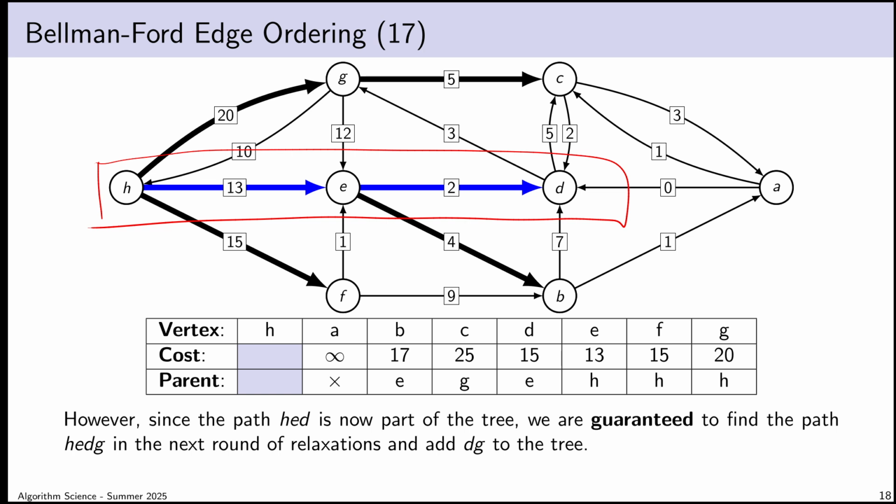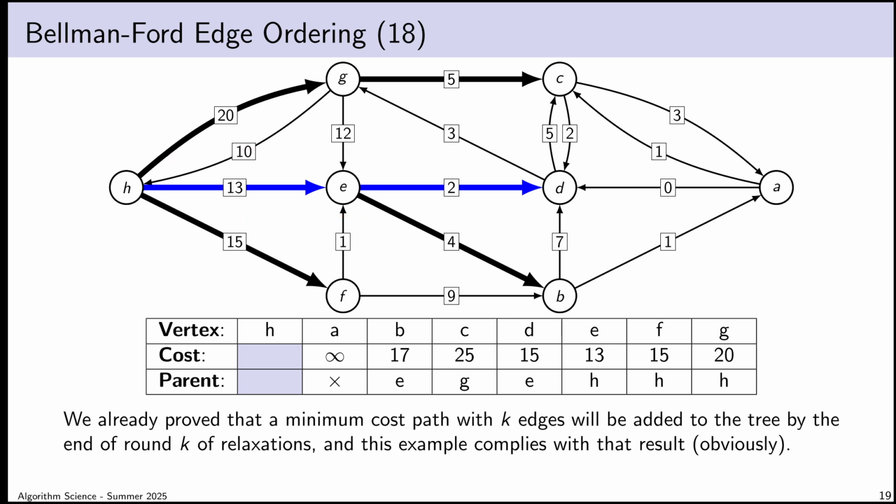And now that that path is in the tree, we know that that path will never be removed from the tree. That is, this path will remain in the tree for the remainder of the algorithm, because there is no lower cost path to vertex D. And therefore, we're guaranteed when we finally see edge DG in the next iteration, because we know that edge DG is on the minimum cost path to vertex G, we are guaranteed to find the path HEDG and add DG to the tree at the next iteration.